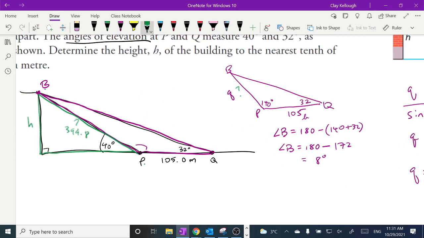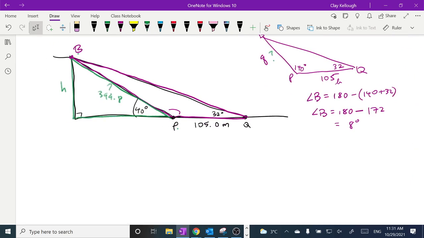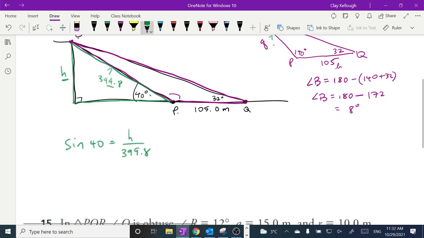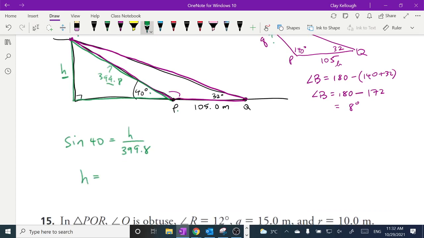I can now use SOHCAHTOA to solve the green triangle because from that angle, the height I'm looking for is an opposite. This is a hypotenuse. Sine of 40 degrees is opposite over hypotenuse. So my height will be that number I just had. Whoops.